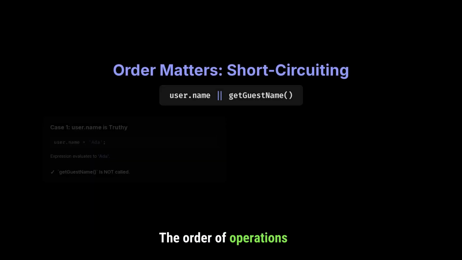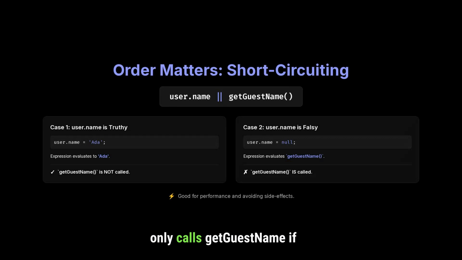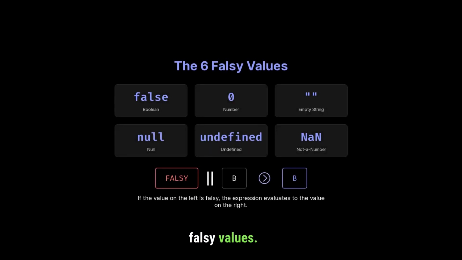The order of operations also matters. user.name || getGuessedName() only calls getGuessedName if user.name is falsy, which is good for performance. Always remember the 6 falsy values. If any of them appear on the left side of double pipe, the right side will be used.